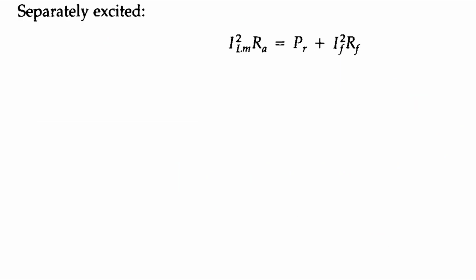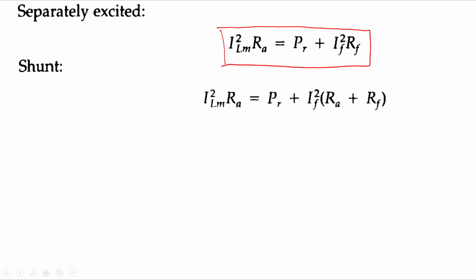Now for the separately excited generator, we will get the maximum efficiency at I_LM square R_A equal to P_R plus I_F square R_F. Can you derive this? Please go ahead and derive. So next we will see the shunt machine. For a shunt machine, it will be I_LM square R_A equal to P_R plus I_F square R_A plus... This is a little more difficult than the separately excited generator. So please do it at home as homework. It may come in your exam, okay?